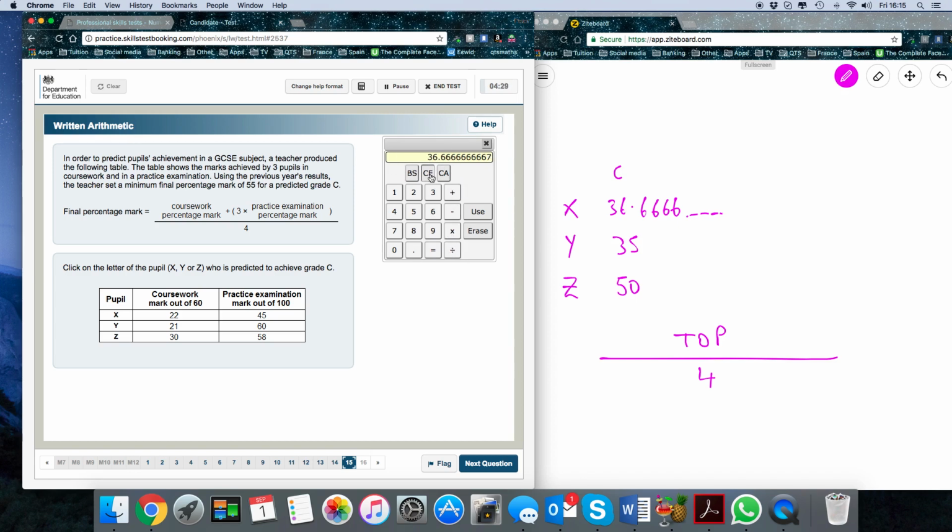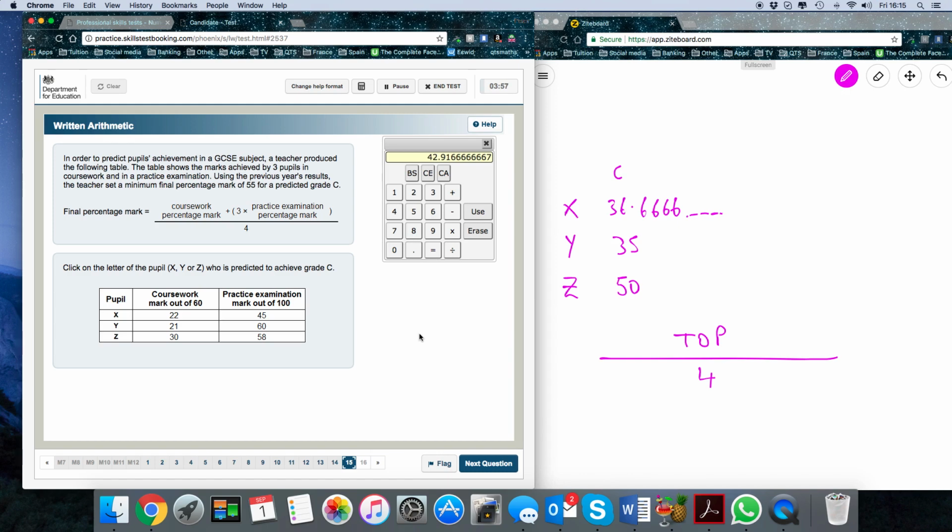No, actually, sorry, I'm going to start that again. I think with getting the top of this fraction, I would add that one on last. I'm going to do 3 times the practice examination score, which is 45. So 3 times 45, press equals, it's 135, and then add on the 36 point, and put lots of 6s in just to avoid any mistakes. So again, when I press the equals button, I've worked out the top of the fraction, so my end bit is to divide that by 4.